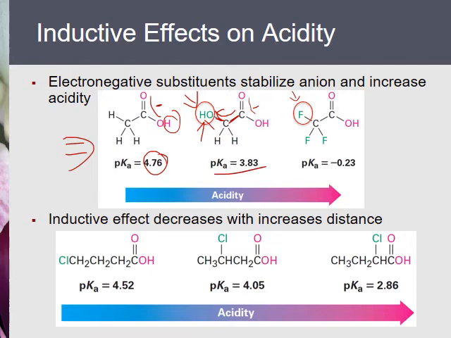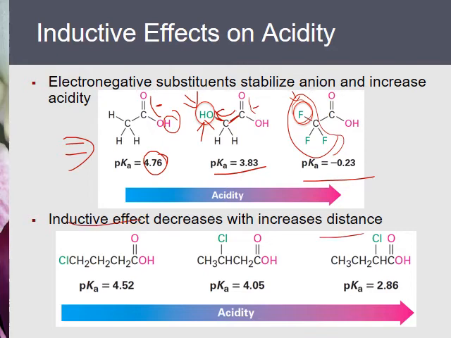Inductive effect makes the conjugate base even more stable and makes it a better acid. So pKa is 3.83. Fluorine has even higher electronegativity. 3 fluorine atoms make the conjugate base even more stable, and the pKa becomes negative 0.23.